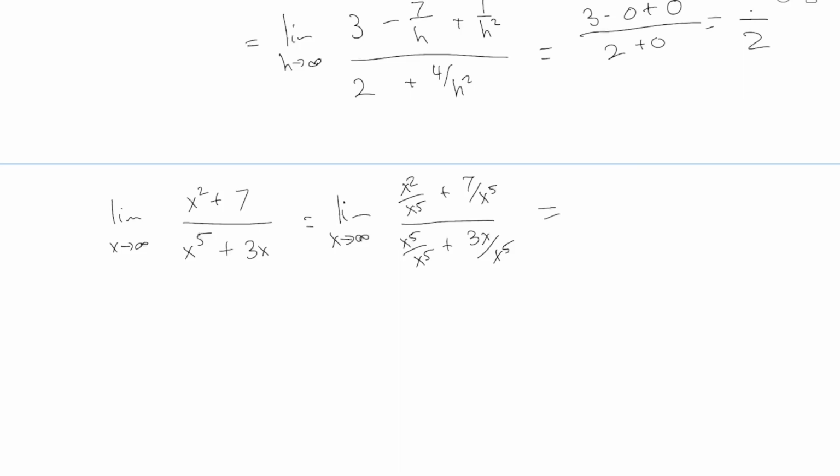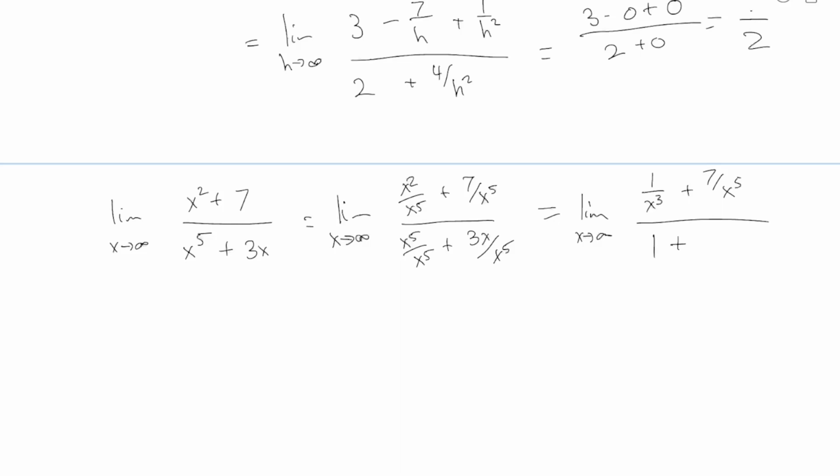You cancel them, leaving behind some on the top and the bottom, depending on which one was more. So x squared over x to the 5: there are extra ones on the bottom to the tune of 3 more. There's 2 x's on top and 5 x's on the bottom. You cancel 2 of them. What remains is 3 on the bottom and none on the top. Plus 7 over x to the 5 just stays like it is because there's no canceling x's. X to the 5 over x to the 5 is 1, plus 3x over x to the 5.